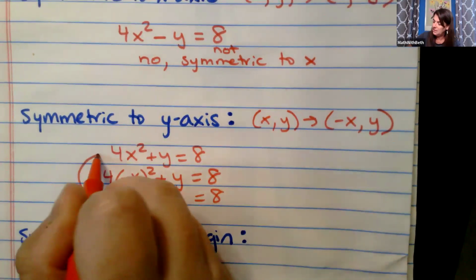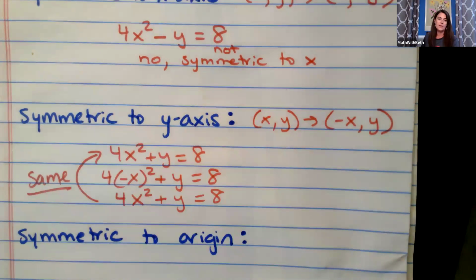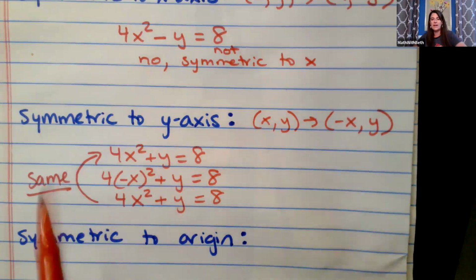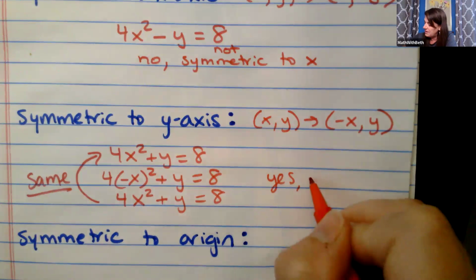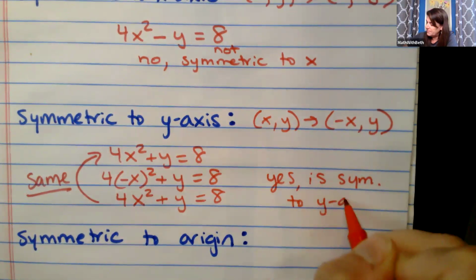So do you see that these are the same? Plugging in the -x did not change the equation. So that's what we're looking for in order to say yes. So this graph is symmetric to the y-axis.